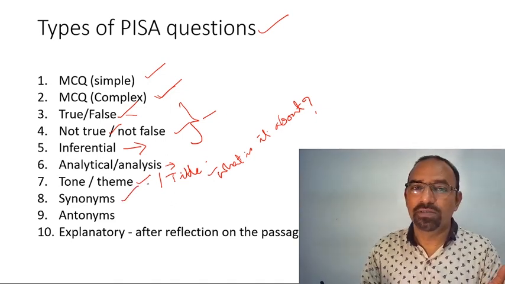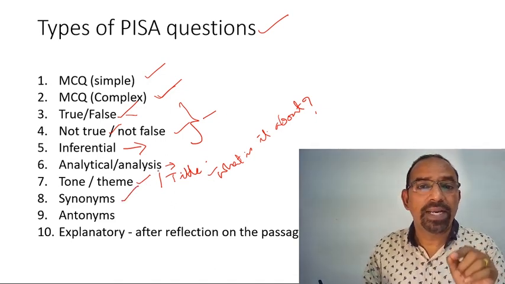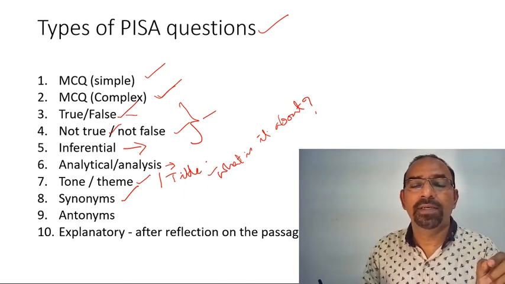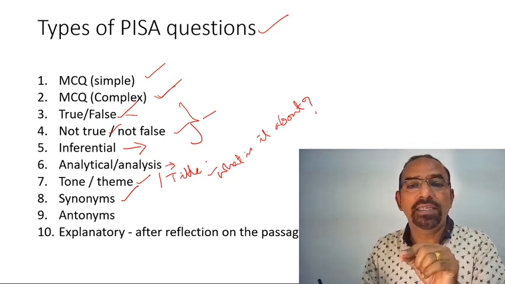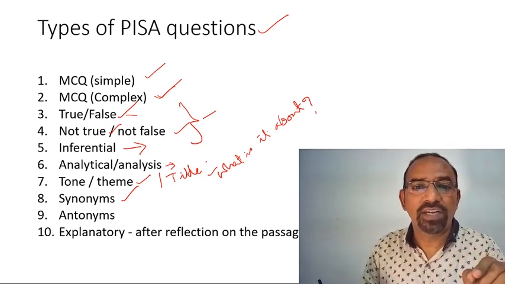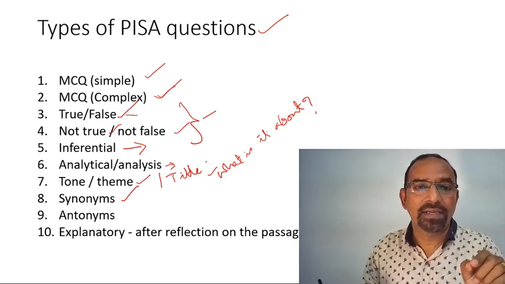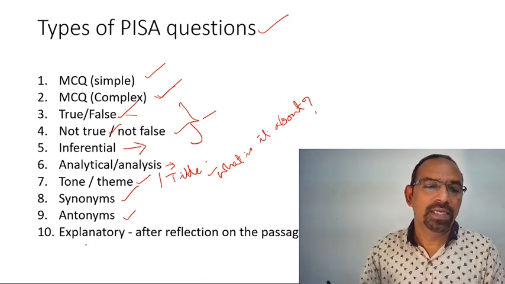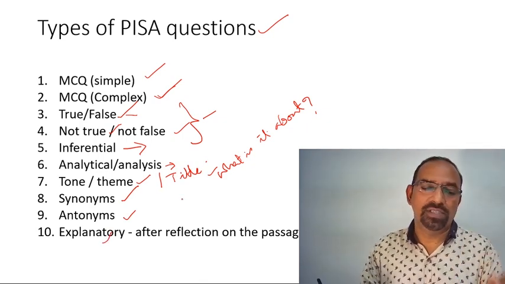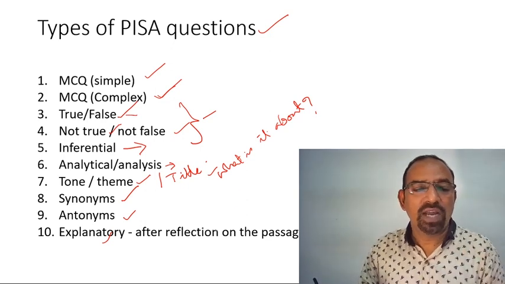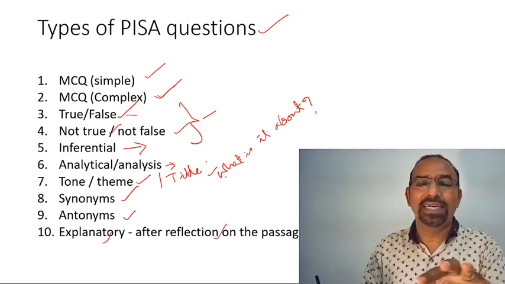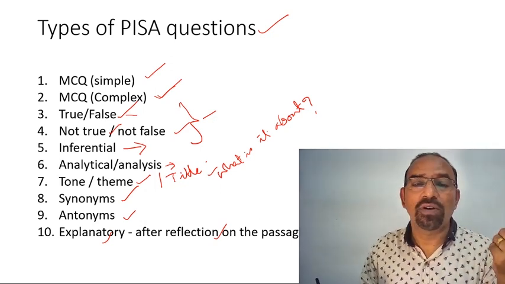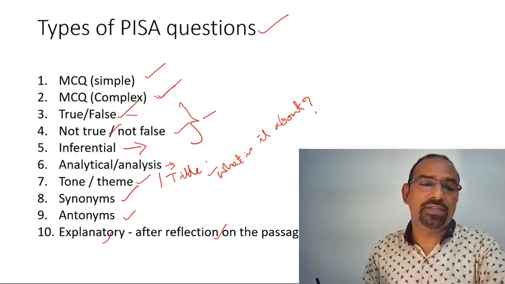Then synonyms. For finding synonyms, the paragraph number will be given to you. You can locate the word. The easy method is you write the same word on the side of that paragraph and find out. Antonym is also in the same way, the opposite meaning. Then some explanatory questions. Some are based on reflection on the passage. You can't get any direct answer. Some explanatory questions you have to reflect on, you have to think, then you can answer it.